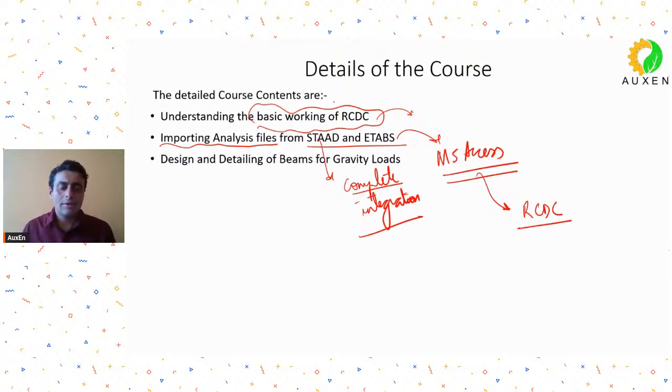Then we will start with one by one we will move. So we will be moving from part to whole. So initially we'll start with understanding each and every element. We will start with understanding the design and detailing procedure for each and every element in RCDC.